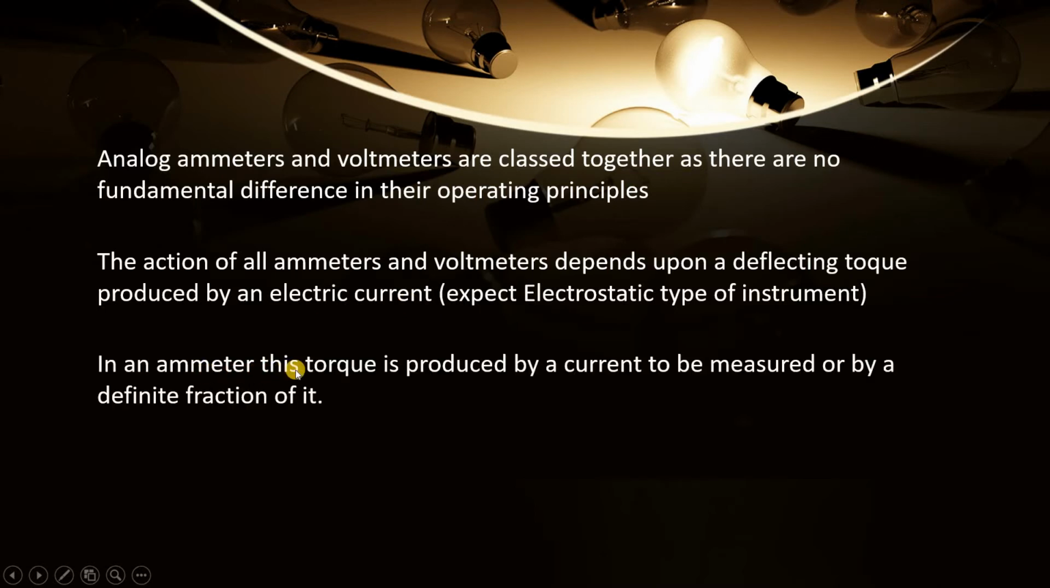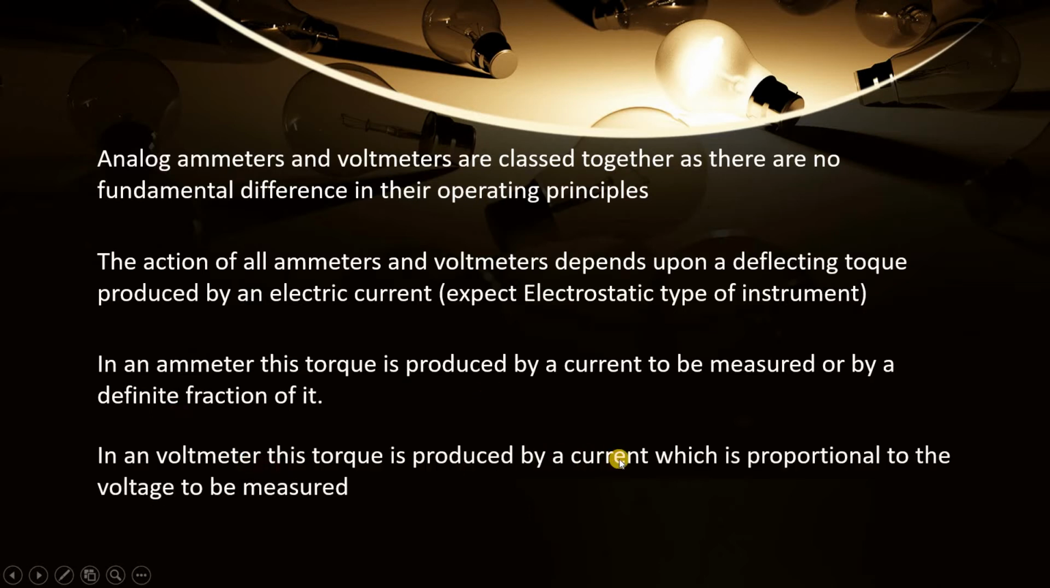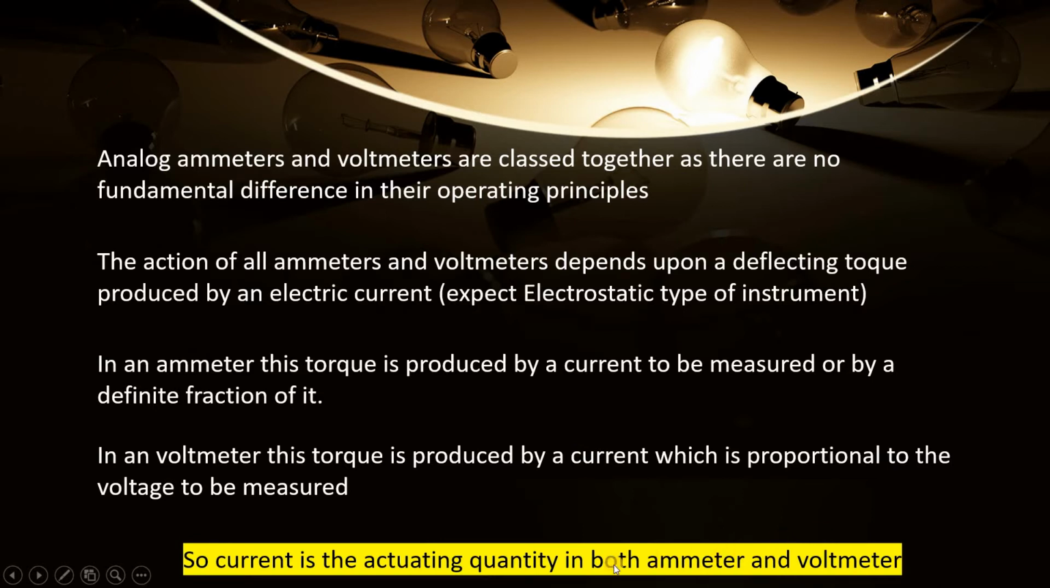In ammeters, this torque is produced by the current to be measured or by a definite fraction of it. In a voltmeter, this torque is produced by a current which is proportional to the voltage to be measured. So in both cases, the deflecting torque is proportional to current. That's why current is the actuating quantity in both ammeters and voltmeters.